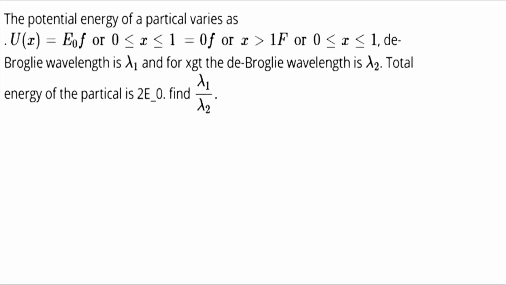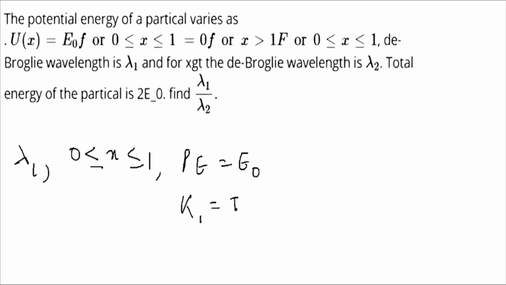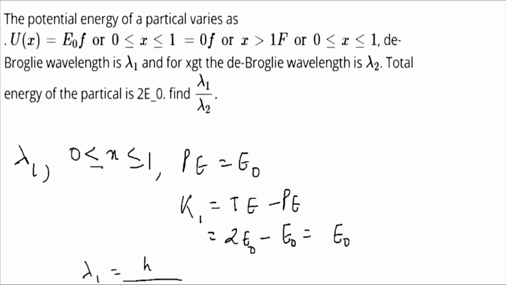Okay, so for lambda 1, the region is between 0 and 1. Here the potential energy will be equal to E naught. So the kinetic energy will be total energy minus the potential energy, which is 2 times E naught minus E naught, so the kinetic energy comes out as E naught. Now lambda 1 is equal to h upon under root 2 times mass into kinetic energy, that will be h upon under root 2mE naught.